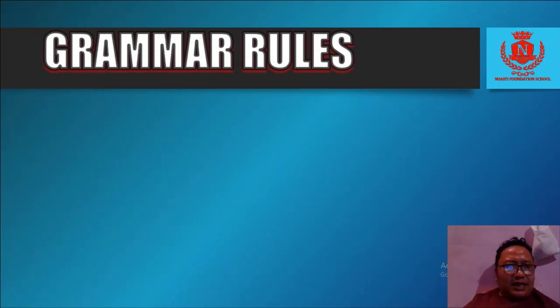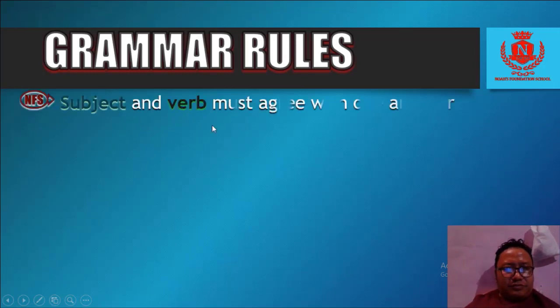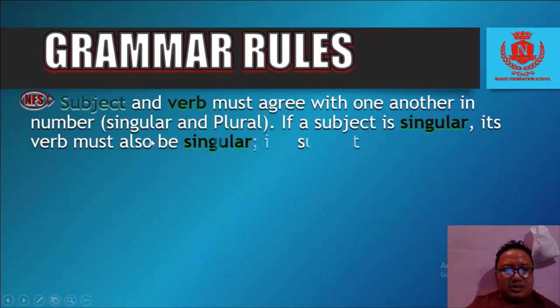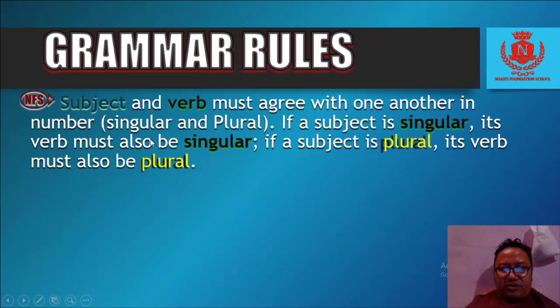But before we begin, there are some grammar rules which I want you to know. Subject and verb must agree with one another in number. In number, that means singular and plural. If a subject is singular, its verb must also be singular. If a subject is plural, its verb must also be plural. Understand?